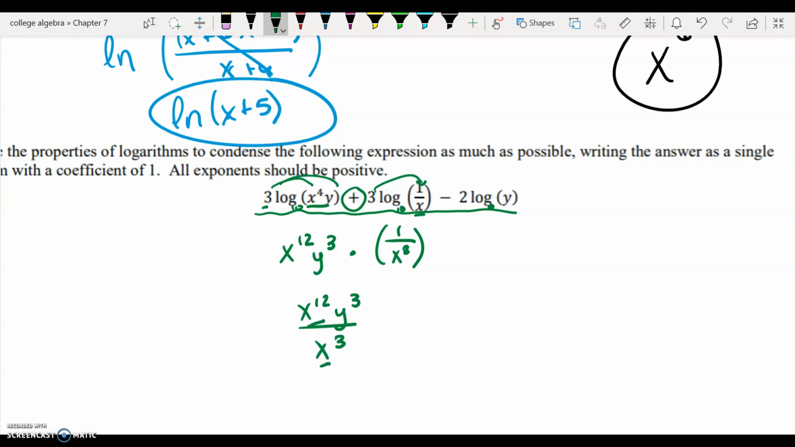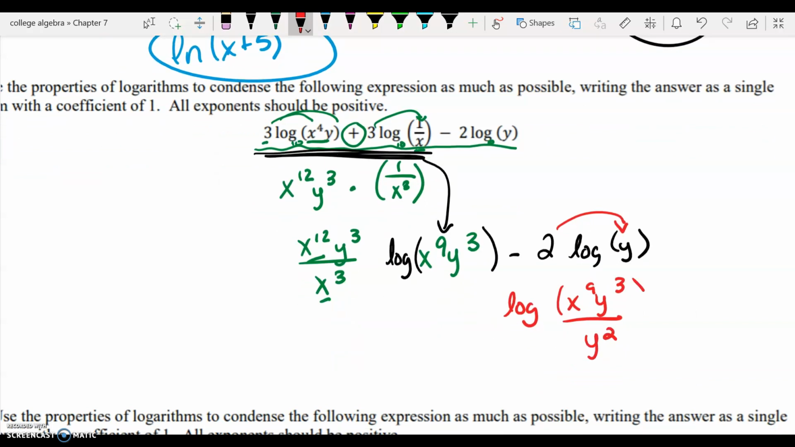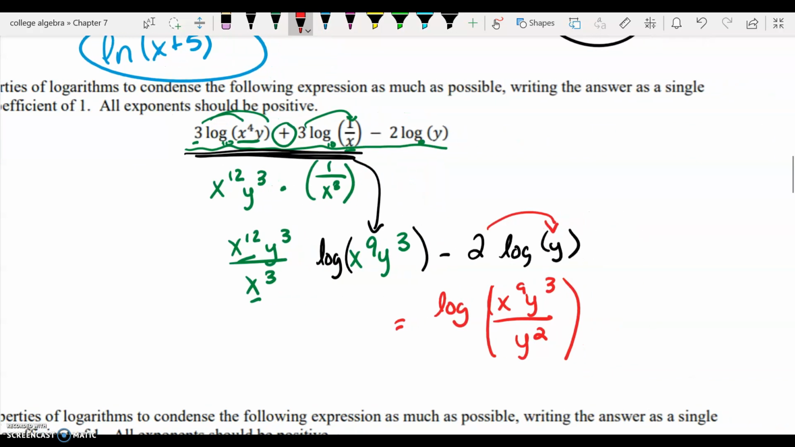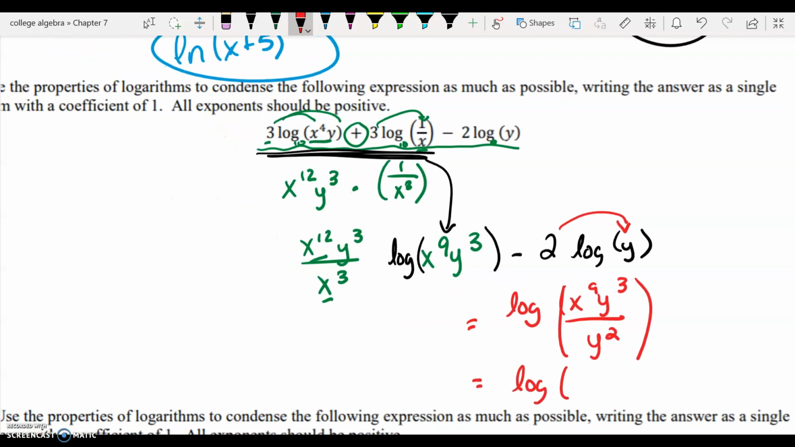Now you're going to simplify your x's. I'm going to subtract those, so I'm going to have x to the 9th, y to the third as my first thing. So that's a log of that. So that's me combining these two things. They simplify into that. Now I'm going to subtract this from it. So that means I'm going to divide. I have to distribute this still. So it's going to be log of x to the 9th, y to the third, over, I'm dividing by, this is going to be y squared. Now simplify a little bit further. 3 minus 2 would give me 1. So I would get log of x to the 9th y. And that would be my final answer.